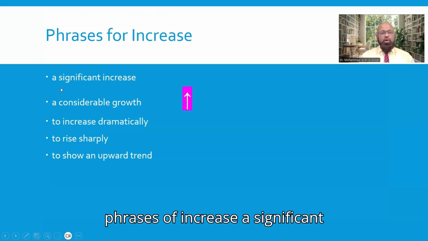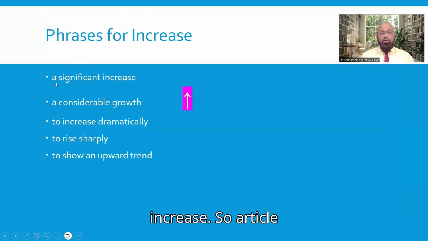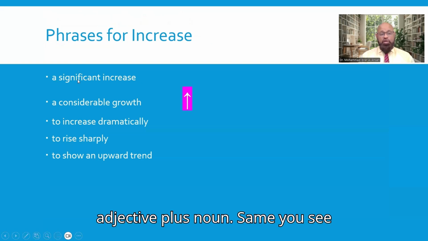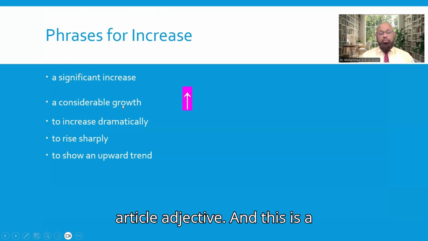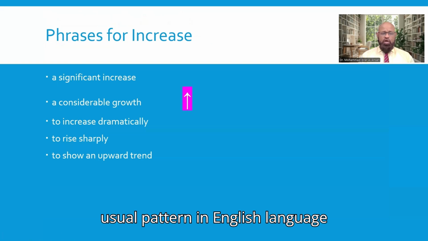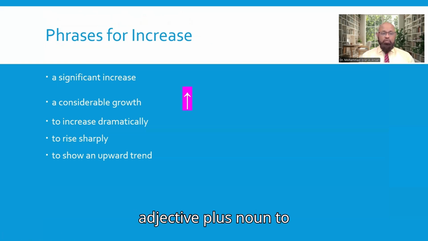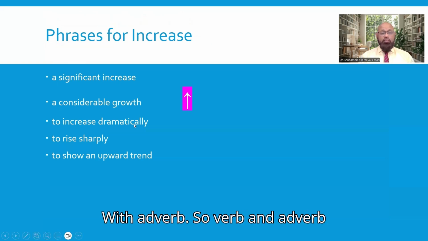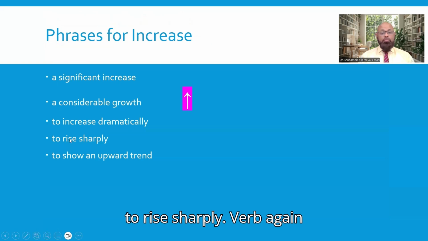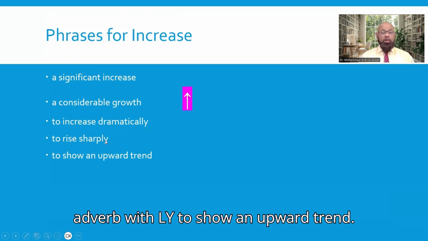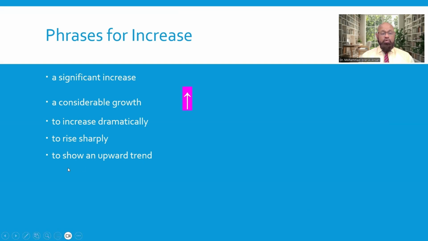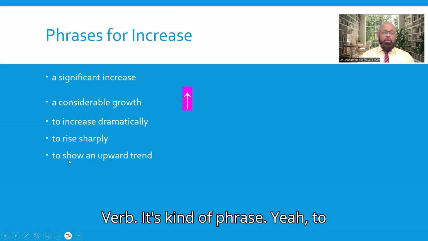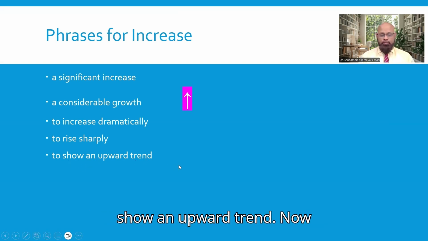Phrases of increase: a significant increase. So article, adjective plus noun. Same here: article, adjective, and this is a usual pattern in the English language, adjective plus noun. To increase dramatically is a verb with an adverb. To rise sharply: verb, again adverb with -ly. To show an upward trend: it's kind of a phrase, to show an upward trend.